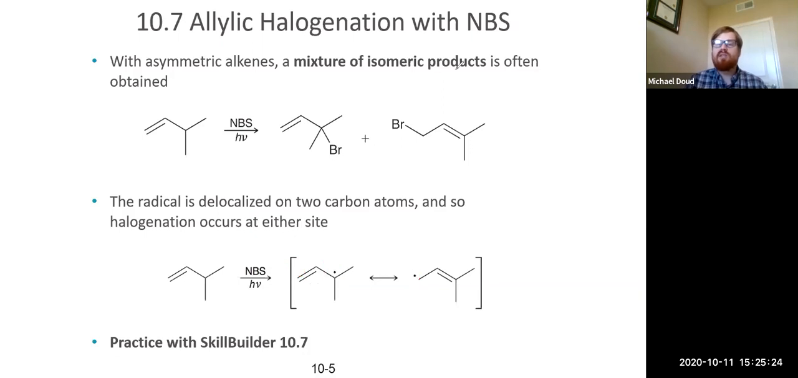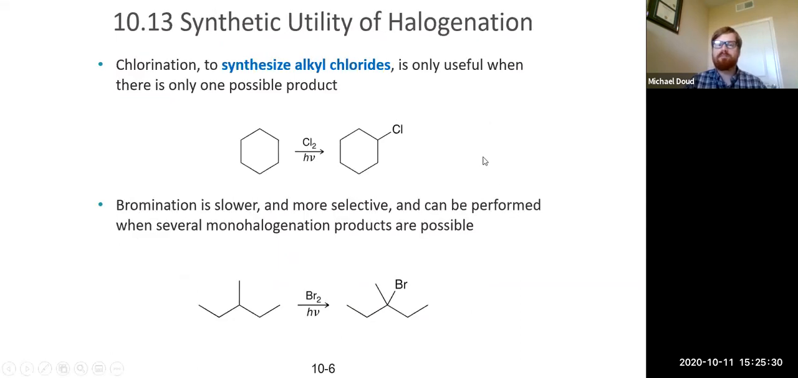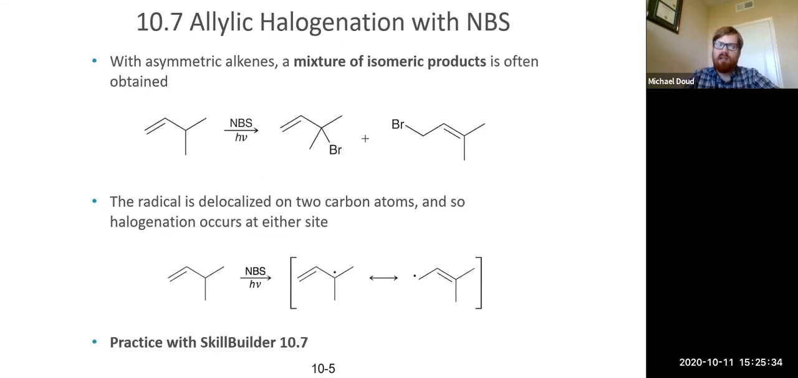So just keep in mind, it's not always specific. You can get a mixture of isomers with this if it's asymmetric. Okay. So yeah, that's allylic halogenation.